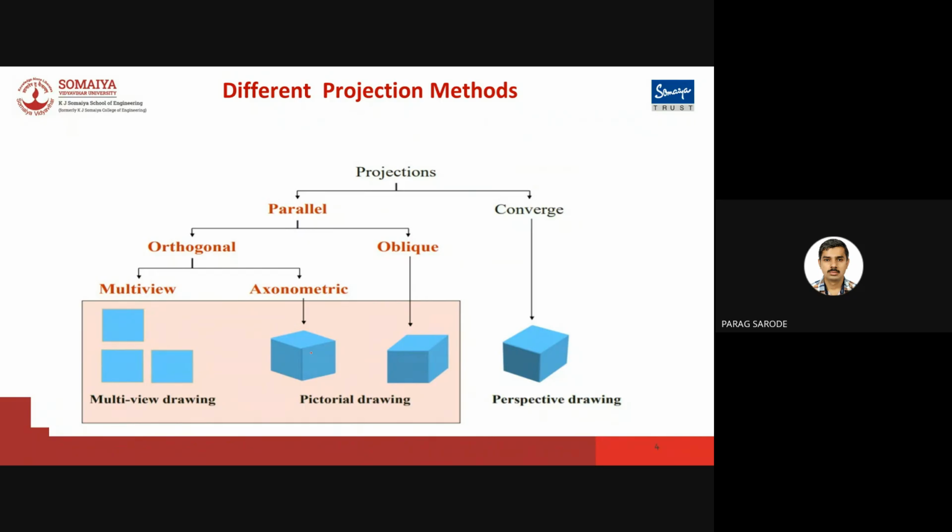What are the methods of projection? First, let us classify the methods of projection into the parallel and the perspective. In parallel projection, the first one is orthogonal, in which we take multiple views, just like front view, top view, and side view. So we get three views, four views, or two views as per the given three-dimensional object. Which method are we going to follow? We are going to follow the orthogonal method of projection. That's why the multi-view drawing is called orthographic projection.